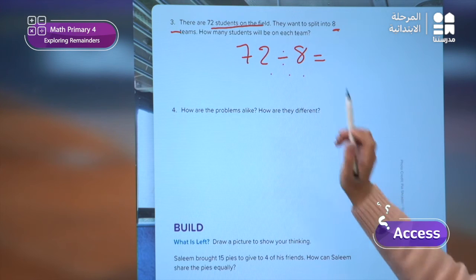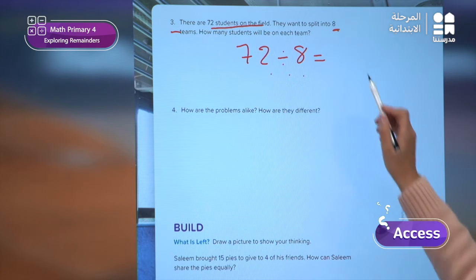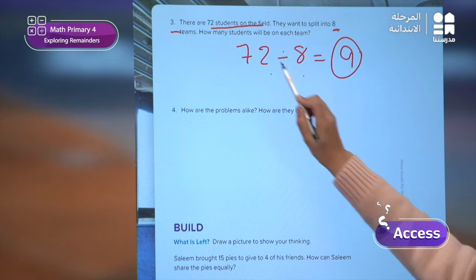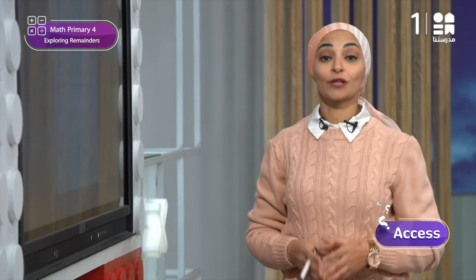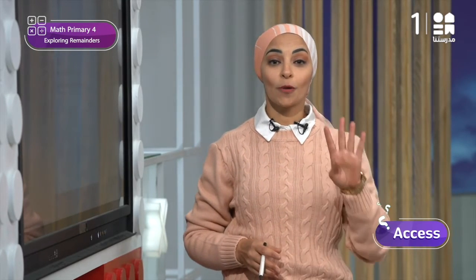Didn't we just say that 9 times 8 gives me 72? So if I divide 72 divided by 8, the answer will of course be 9. So 9 students will be on each team. And now after we have identified the ways to solve the 3 problems, let's answer problem number 4.